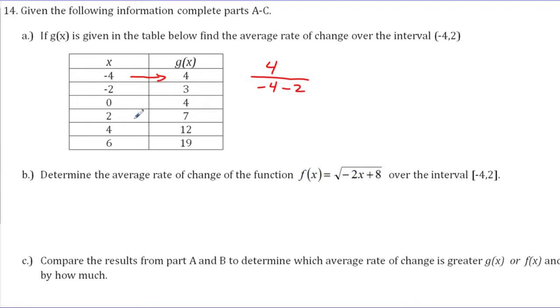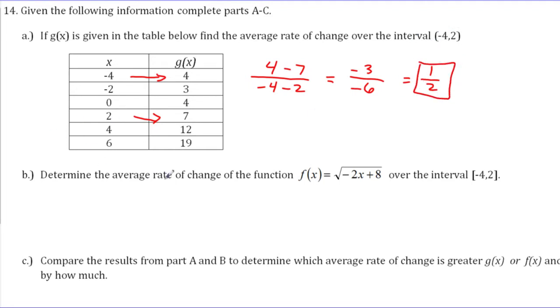And I'm going to do the same thing with the second one. It had a 2, right? 2, not -2. It had a 2, and that contributed a 7. So I'm going to subtract those as well. So it looks like I get a -3 on the top, and I get a -6 in the denominator, and that simplifies to 1/2. So my average rate of change over this interval for g of x is 1/2.